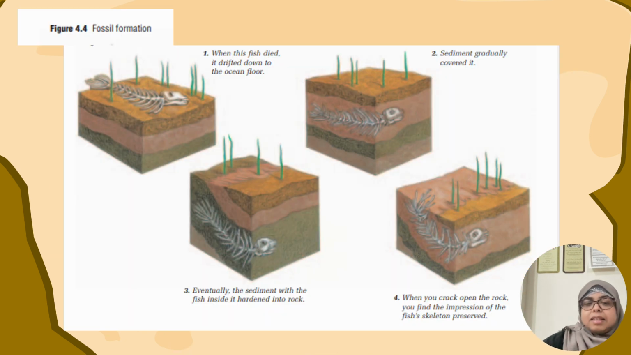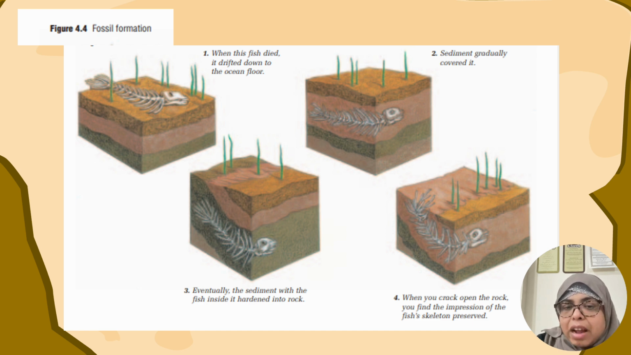So this is the steps of fossil formation. So make sure you learn the steps. All right, this is a very important question and it can come to you in the point you have to answer in bullet format. So as you can see over here, first this fish died and it drifted to the bottom of the floor. So what you are seeing over here, this is not land, okay? This is like the bottom of the ocean floor.